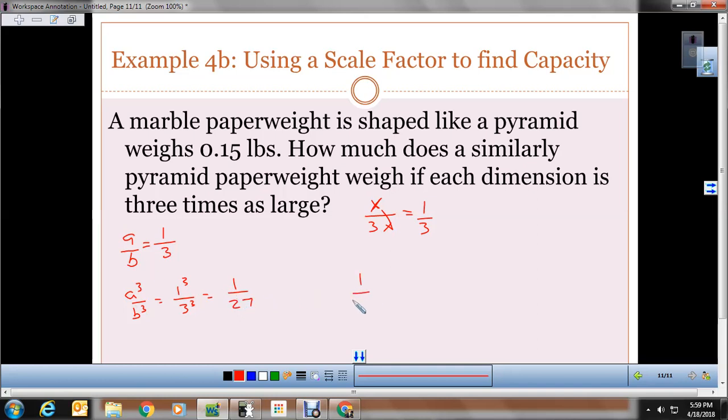So we're going to use the 1 over 27 to help find our missing weight. The small one weighs 0.15. We're looking for the value of the larger one, so we're going to cross multiply, 1 times x is x. And 27 times 0.15 is approximately 4.05. This would be in pounds, lbs. So 4.05 pounds. All right, so this concludes our lesson on 11.7.